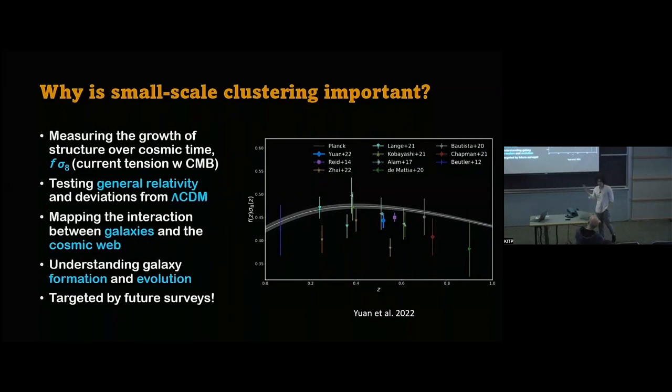And it's still a tension that is not fully understood, and it's an interesting thing to study, especially because these small scales contain a lot of the infalling velocity information that can be informative about the lambda CDM model, but also beyond that for testing general relativity and so on. Additionally, there are things that one might be interested in, like cosmic web interactions with the galaxies, or galaxy formation and evolution.